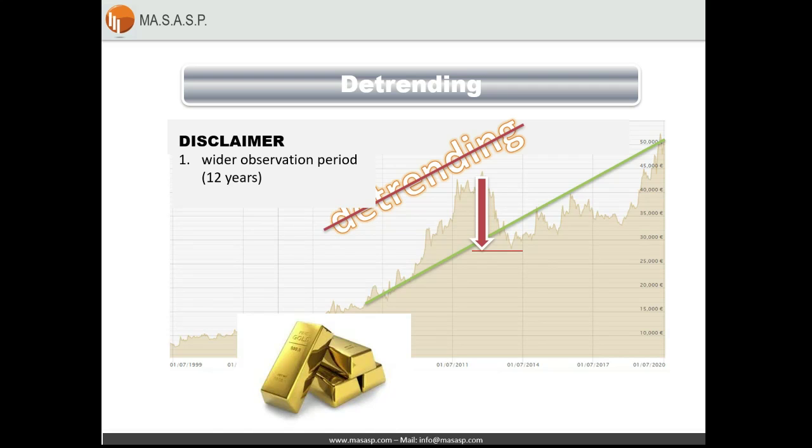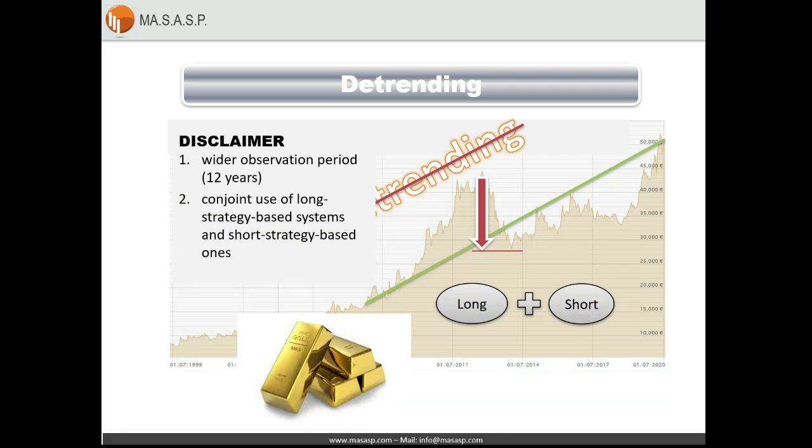Secondly, MASASP system combinations always encompass at least one system that acts as a seller, that is characterized by a short position. GD1SE, for instance, is the system which shorts the gold contract. The overall performance of the long strategy-based system and the short strategy-based system would be, of course, uncorrelated to the overall trend of the financial issue involved.